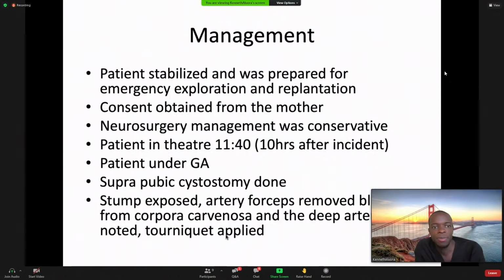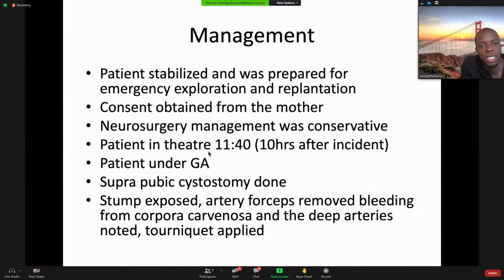But the neurosurgery team elected to manage the patient conservatively. The patient was stabilized and prepared for emergency exploration and reimplantation. So consent was obtained from the mother. We discussed the possible outcomes, and they consented to the procedure. The neurosurgery team, as I'd said, managed the patient conservatively.